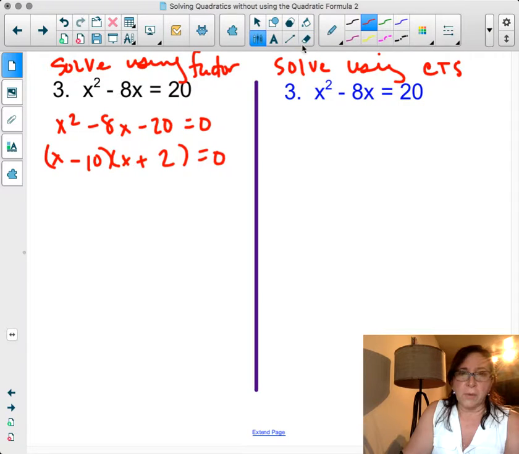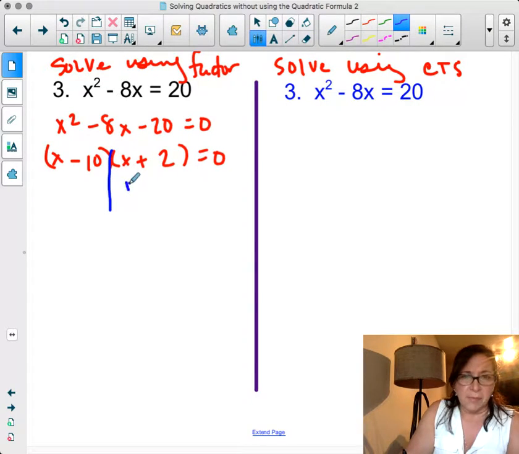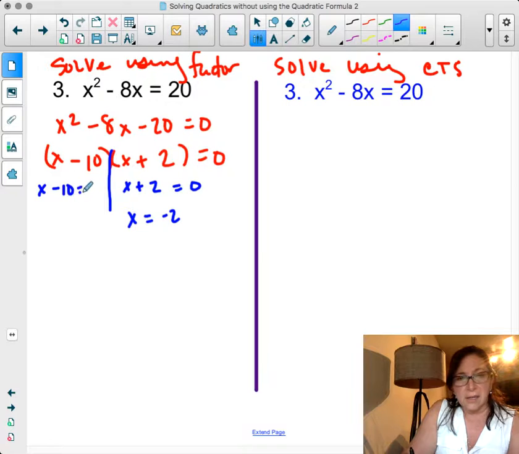So then what we're going to do is split this up. We're going to set both factors equal to 0. x plus 2 is 0, so x equals negative 2. x minus 10 equals 0, so x equals 10. So my solution set is negative 2 and positive 10.